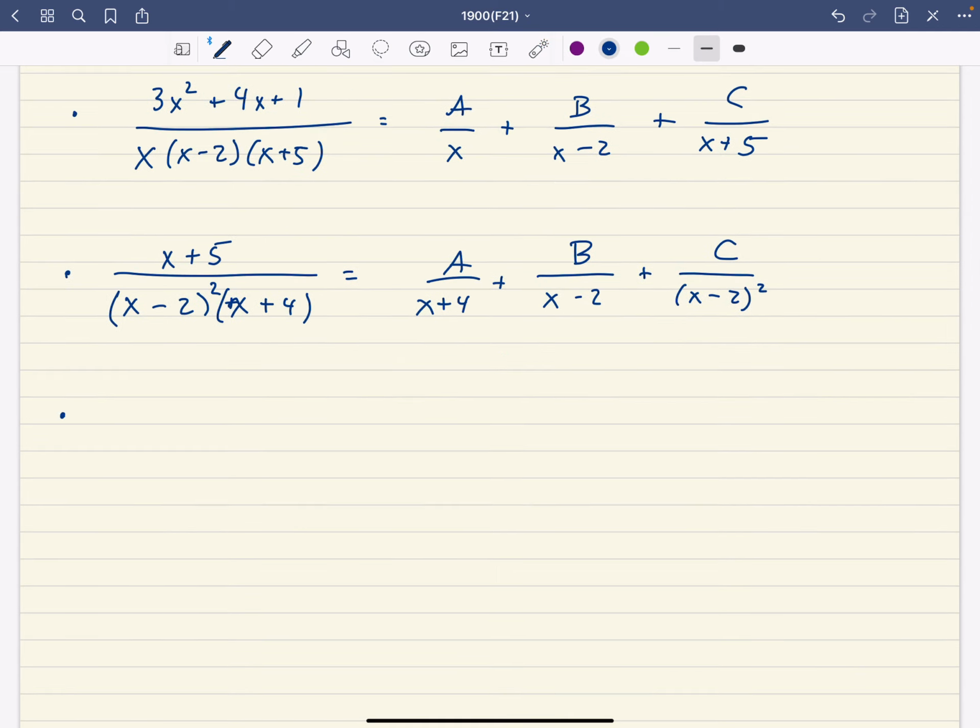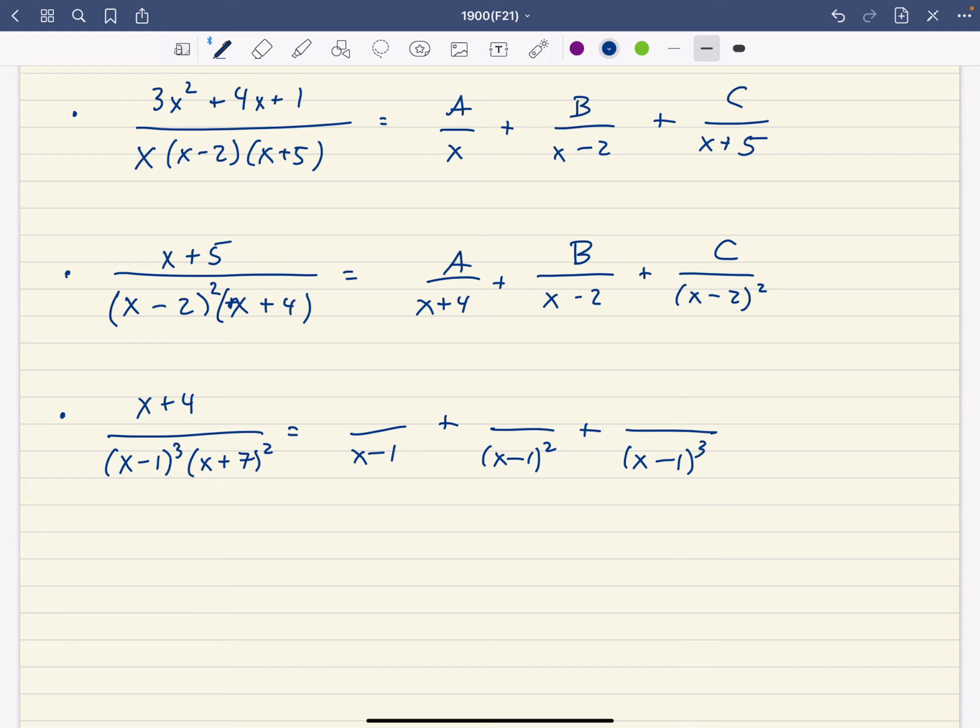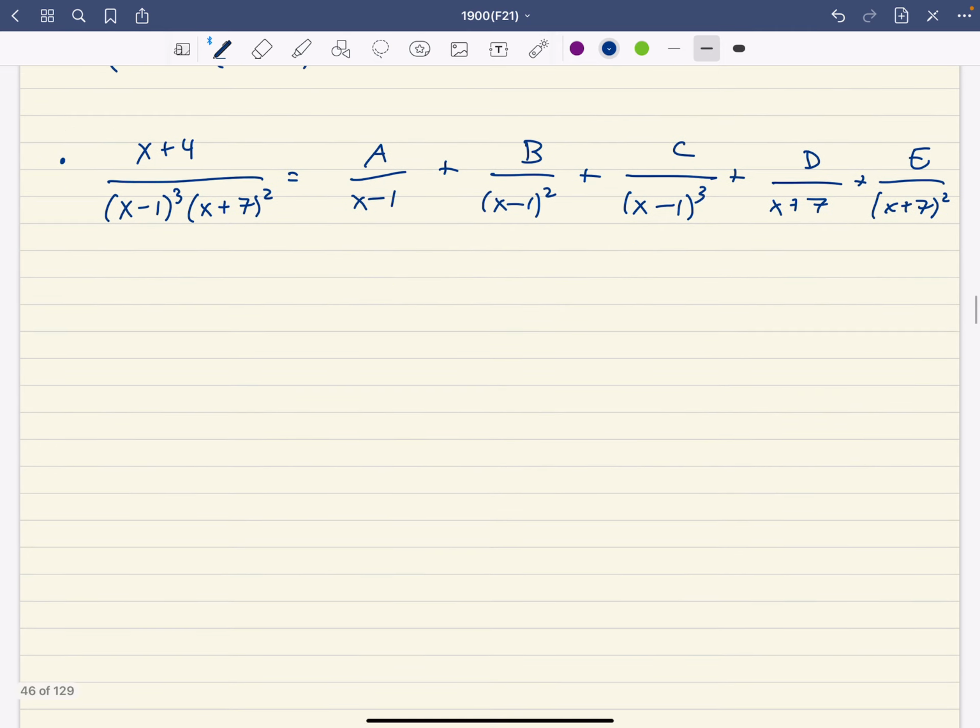So for example, if you were to have x plus 4 over x minus 1 cubed times x plus 7 squared, then your partial fraction decomposition would have an x minus 1, x minus 1 squared, x minus 1 cubed, and then also an x plus 7 and an x plus 7 squared term. And we'd have 5 constants, a, b, c, d, and e. We could find the 5 constants algebraically using the methods that we've talked about. I'm more worried about figuring out the shape of this for now.